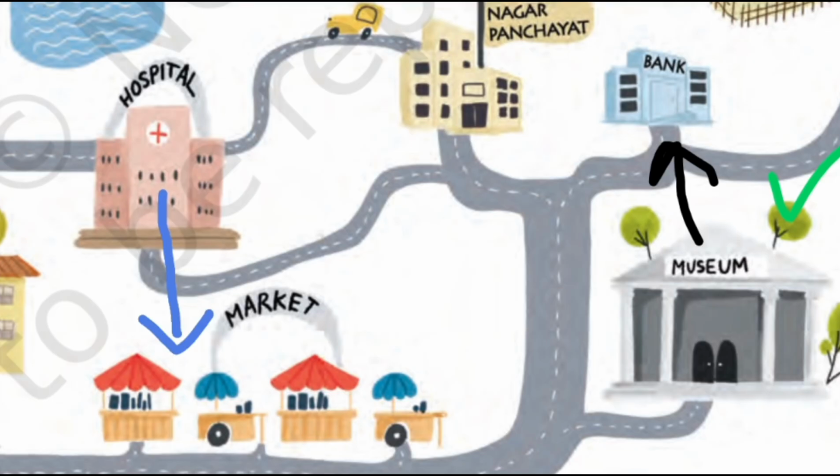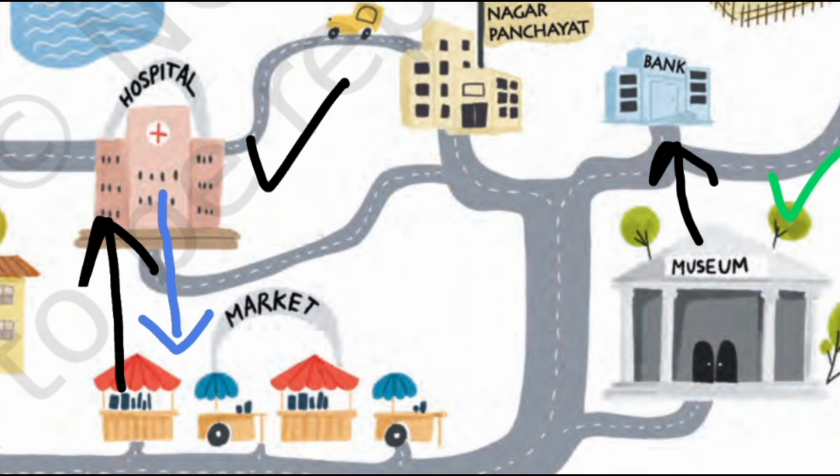Now we are saying that the hospital is on the northern side of the market. What does it mean? The hospital is on the upper side in the map. That arrow is directing upward. So that's why we are saying hospital is present in the north direction of the market. So both the relations are opposite, isn't it?